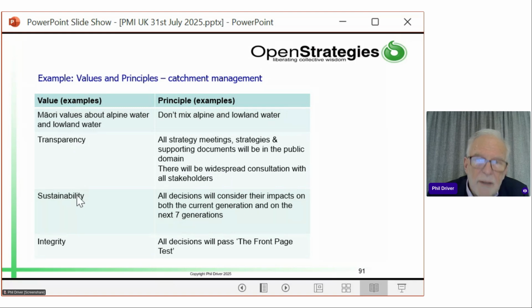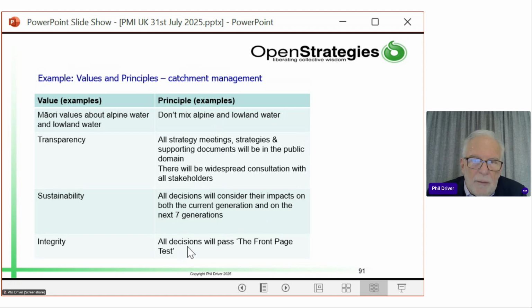Now, the value sustainability, it's a very popular one. Doesn't mean much unless you have a statement that says all decisions will consider their impacts on future generations, the next 7 generations. And that's just an example of a principle that you might apply. Integrity, lovely statement. What does it mean? And we often use the decision, all decisions will pass the front page test. In other words, whatever decision you make has got to cope with being on the front page of the newspaper.